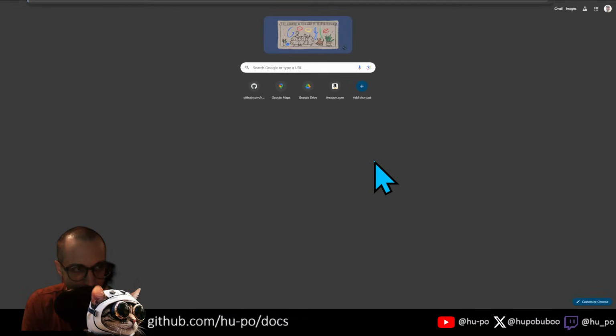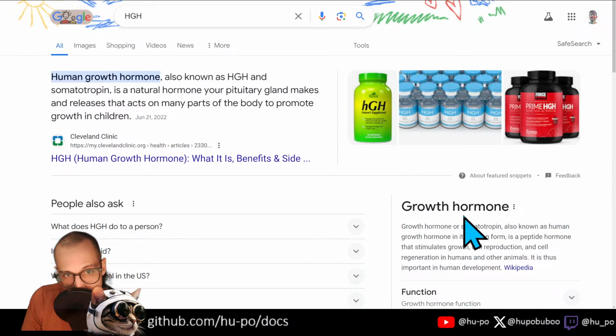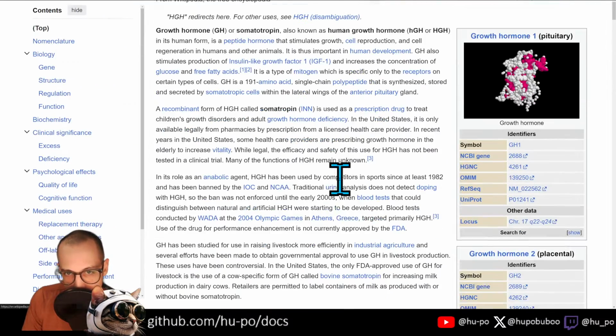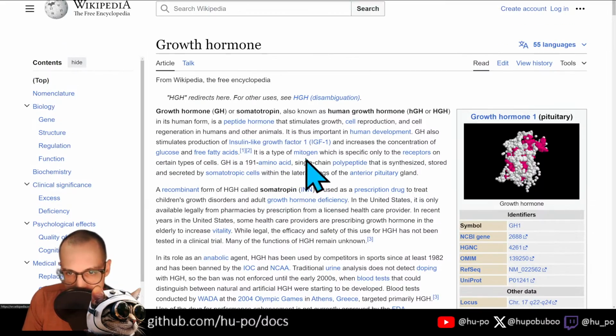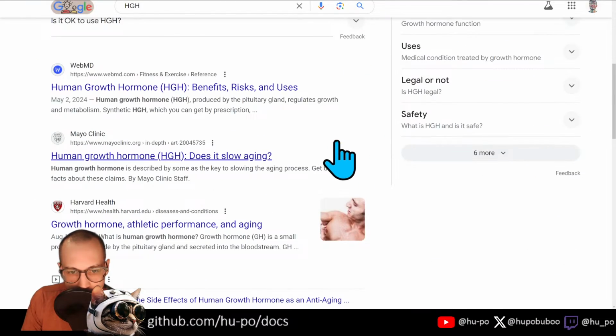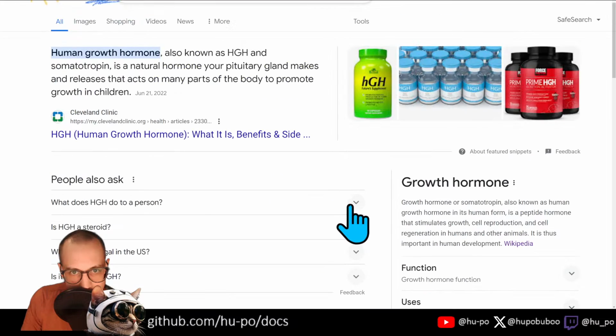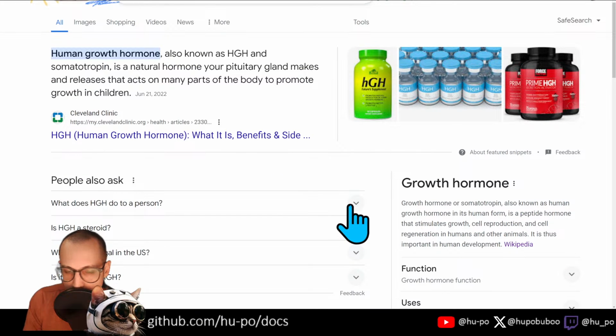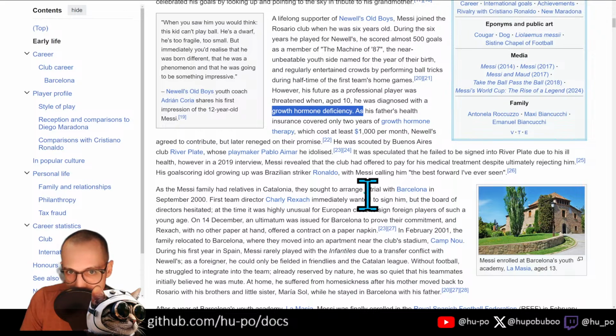So human growth hormone is a performance-enhancing drug. This is what all the athletes are using, right? Usually you're microdosing this, because if you microdose growth hormone, it's basically impossible to pick up on a steroid test, right? Growth hormone is one of the most powerful performance-enhancing drugs in sports. And Lionel Messi was literally getting growth hormone at the age of 10.